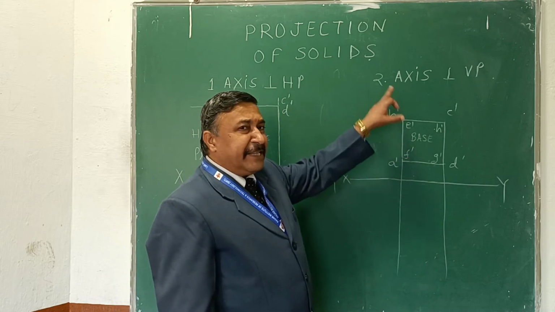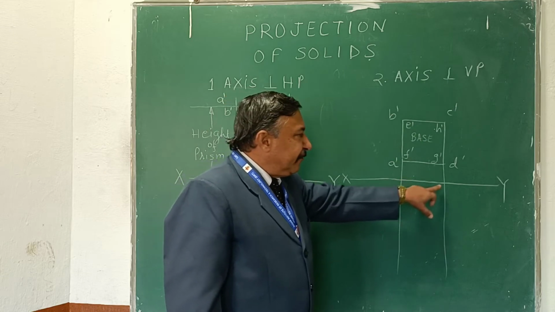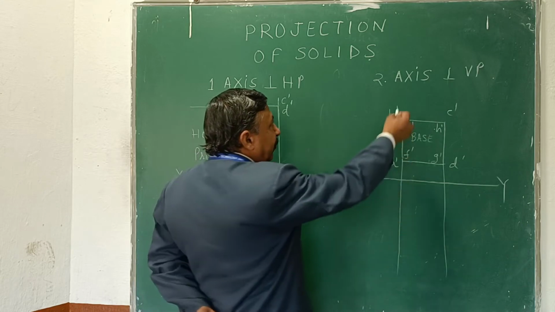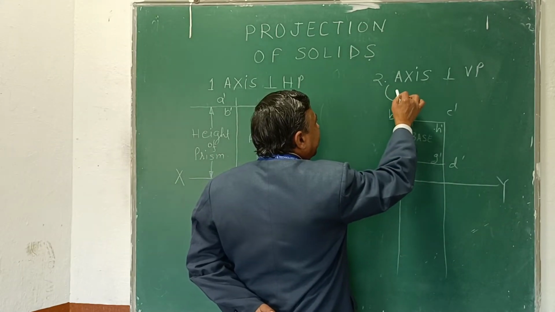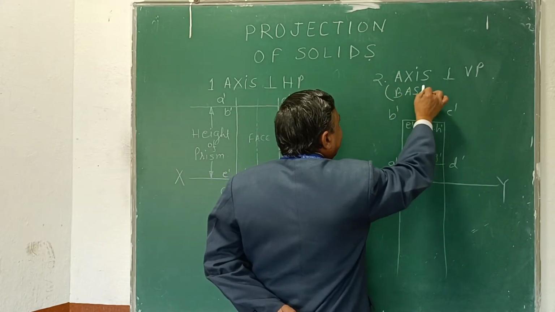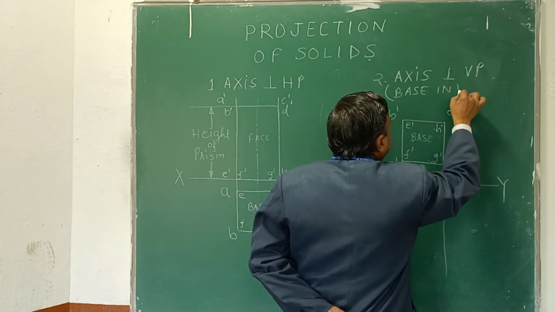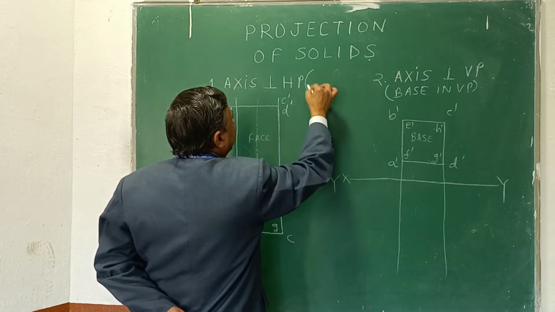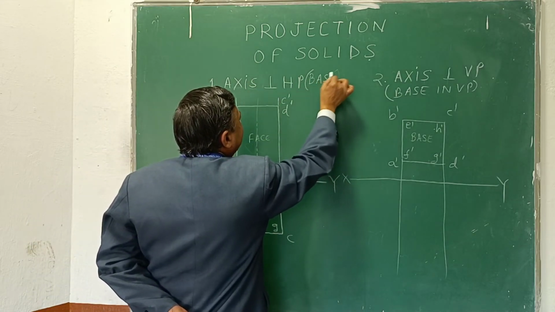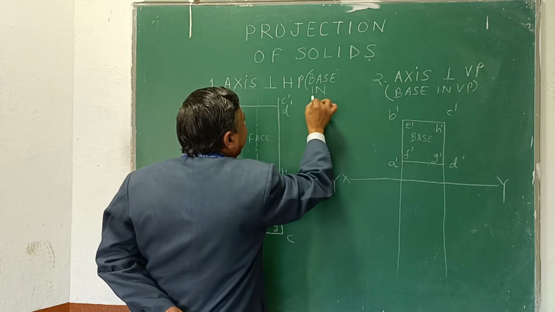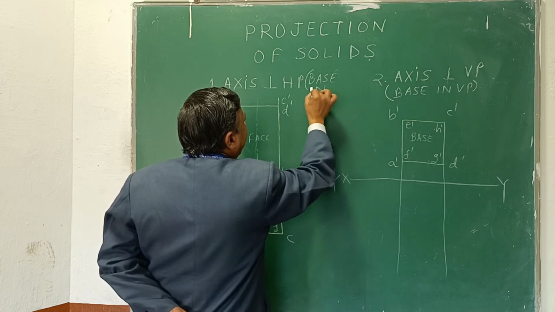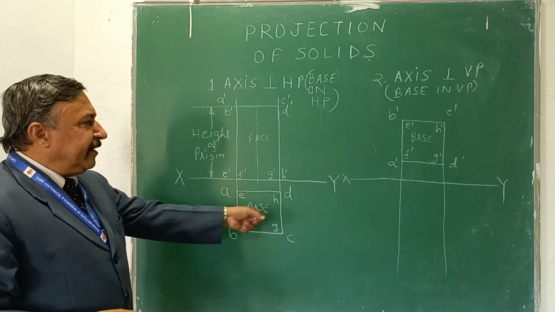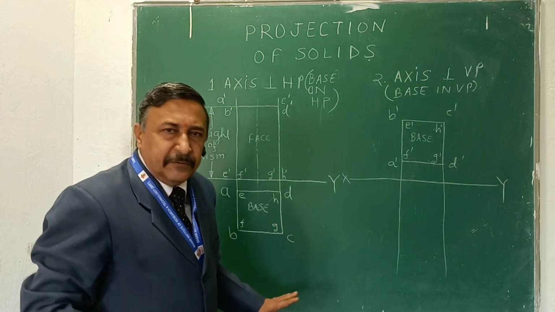And if it is given that the base is in VP, we start from here. So we can write here also base in VP. And just like this, we can write here also that base in HP or on HP. Base is on HP. So this will clear any type of confusion.